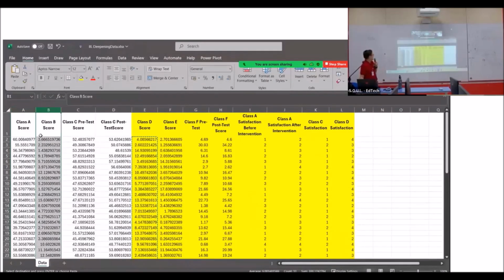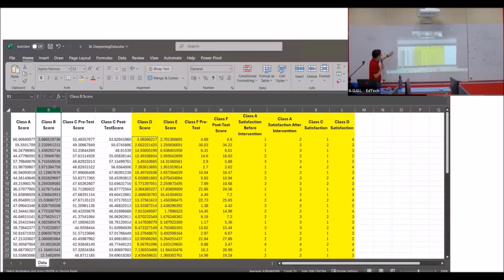Okay? This is class A, and then this is class B. The question is, is there a significant difference, assuming this is score, and I already tested it, these are normally distributed. Both are normally distributed. Okay? So, the problem is, is there a significant difference between A and B? The score of A and B.